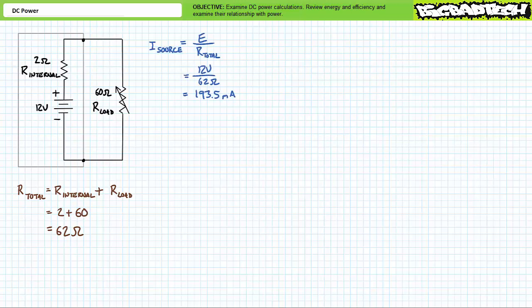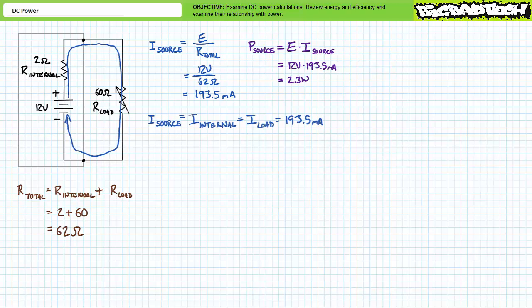Current is equal to voltage divided by resistance. Ohm's law demonstrates the source would provide roughly 193.5 milliamperes of current. Power is equal to voltage times current. The power input to this system is 12 volts times 193.5 milliamperes, or roughly 2.3 watts. 193.5 milliamperes of current travels through both the internal resistance and the electrical load. It can be said source current equals current through the internal resistance, which equals current through the electrical load, which all equals 193.5 milliamperes of current.